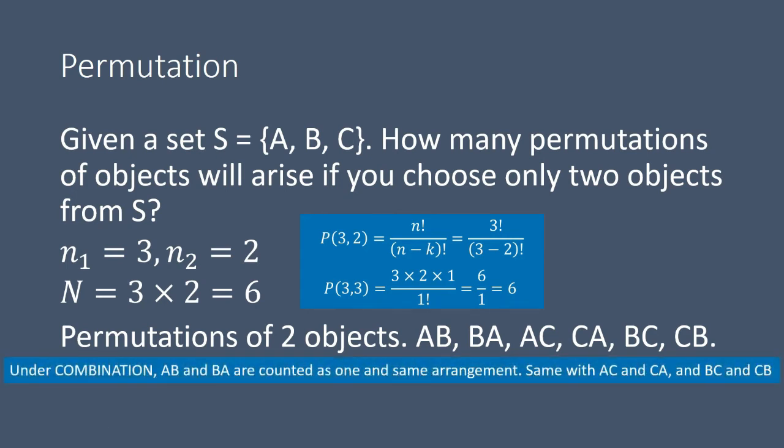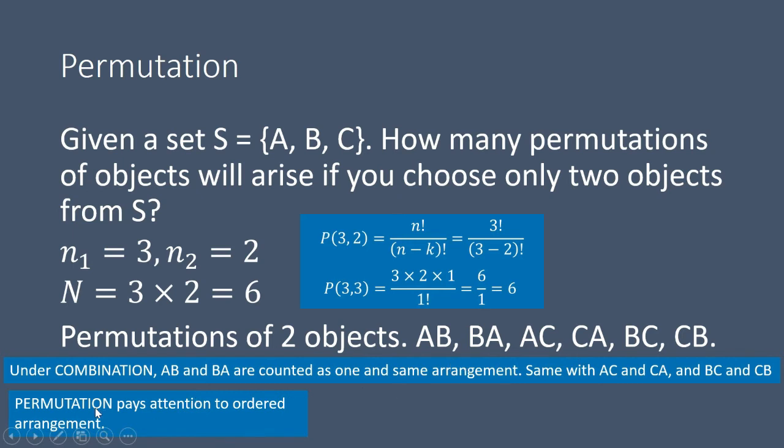This is where I wish to introduce combination. Look at this: AB and BA. Under permutation, you count this as 2 elements, 2 ordered listings. But not so with combination. With combination, these 2 elements, AB and BA, you count as 1. The same with AC and CA. Under permutation, these pairs are distinct, they are different pairs. But under combination, they are the same pair.